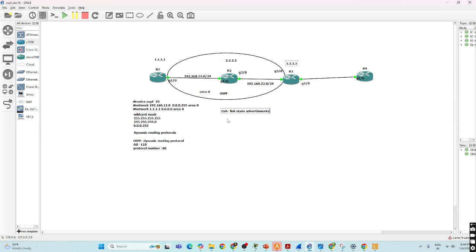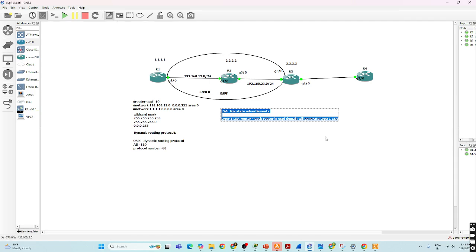So LSAs. How many LSAs do we have? There are a lot. Today I will explain type 1 LSA. What do you mean by type 1 LSA? It's a router LSA. It means each router will generate this type 1 LSA. Who will generate type 1 LSA? Each router in the OSPF domain. Very important: wherever you configure OSPF, the OSPF router will generate a type 1 LSA.